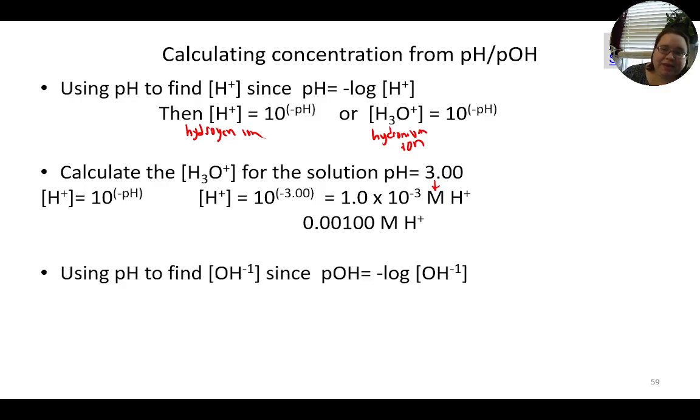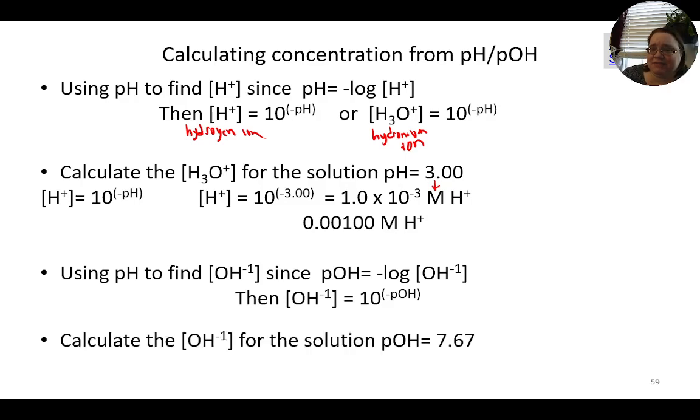Same idea for pOH. So to undo the pOH and get the hydroxide concentration, the calculation's the same. It's 10 to the negative pOH. That's the nice thing, is even though these are opposite things, the math is the same.